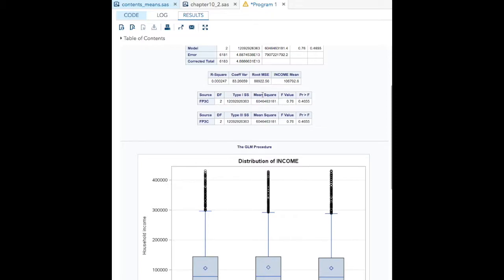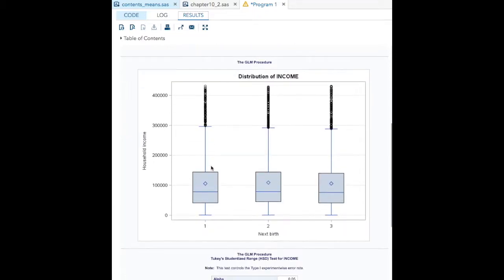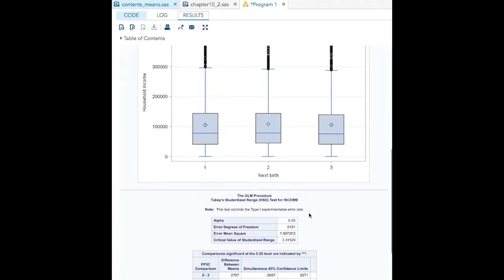Whether you're looking at the type 1 or type 3 sum of squares, it doesn't matter because there's only one variable in here. This chart shows me the graph of the means, and it's not like it was non-linear, where one group was much higher than the other and it averaged out. No. They all look to be pretty much the same. There are a few outliers here. The means are about the same. The medians are about the same.